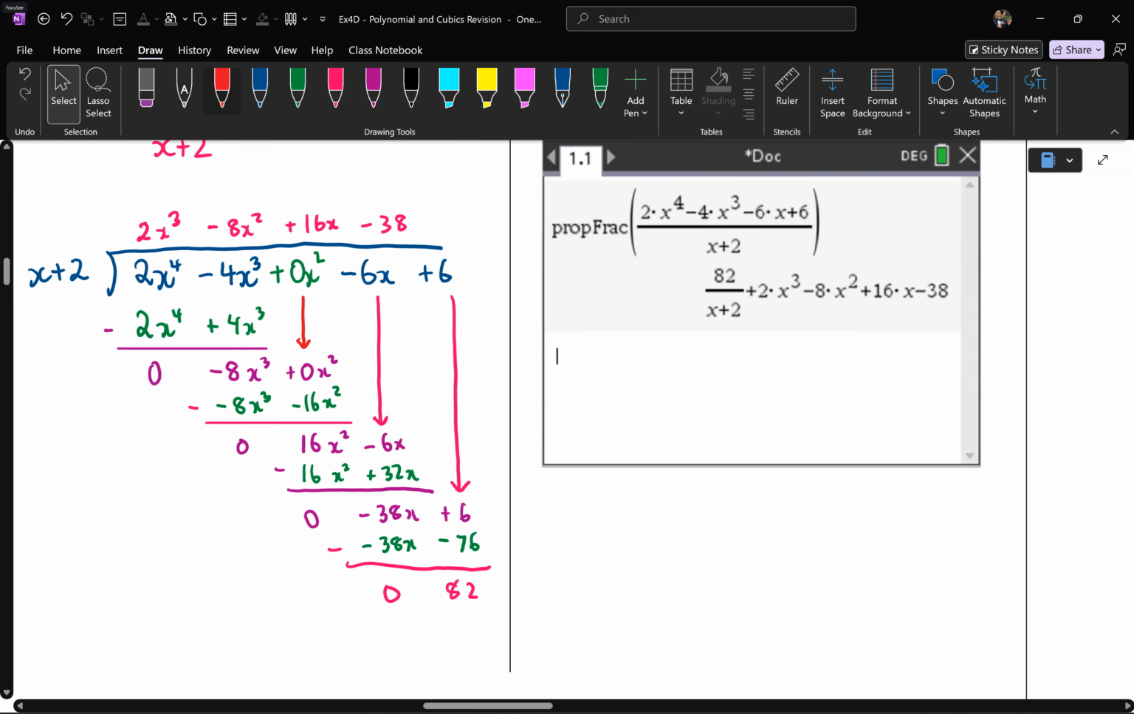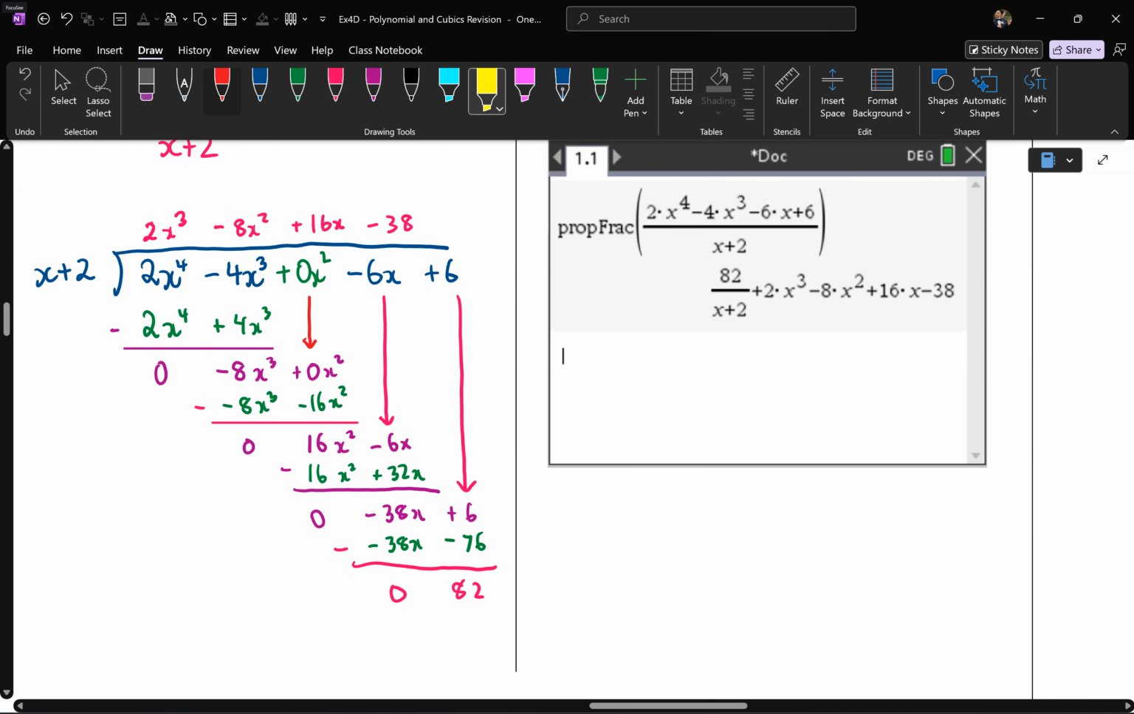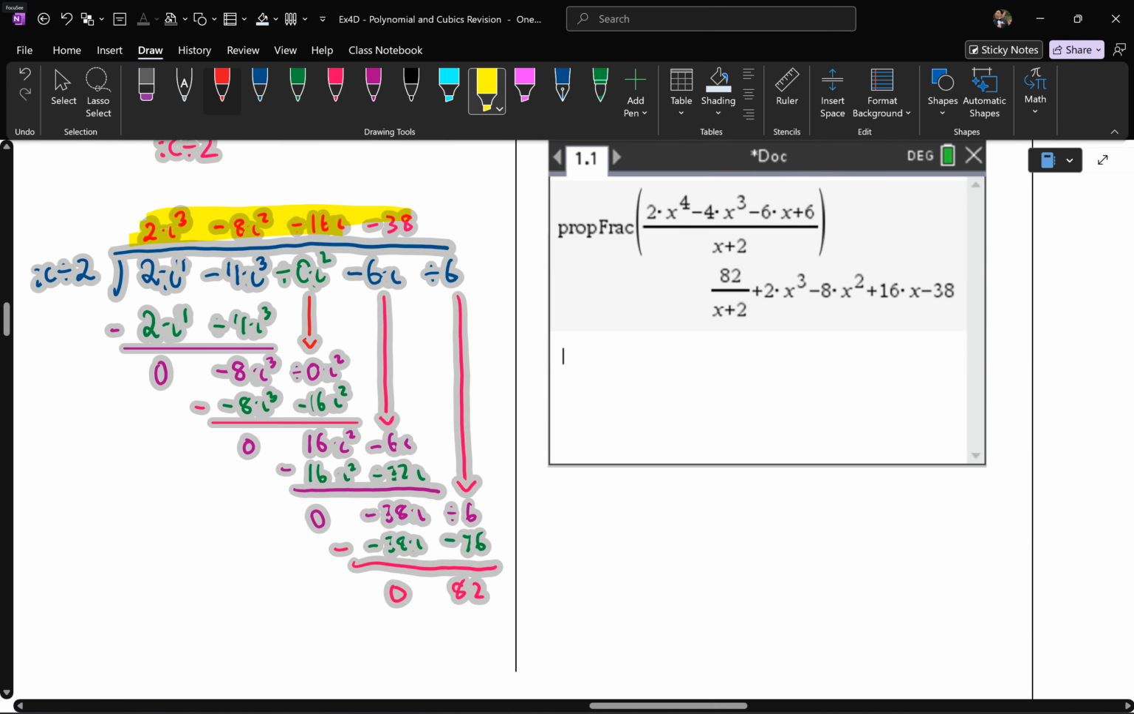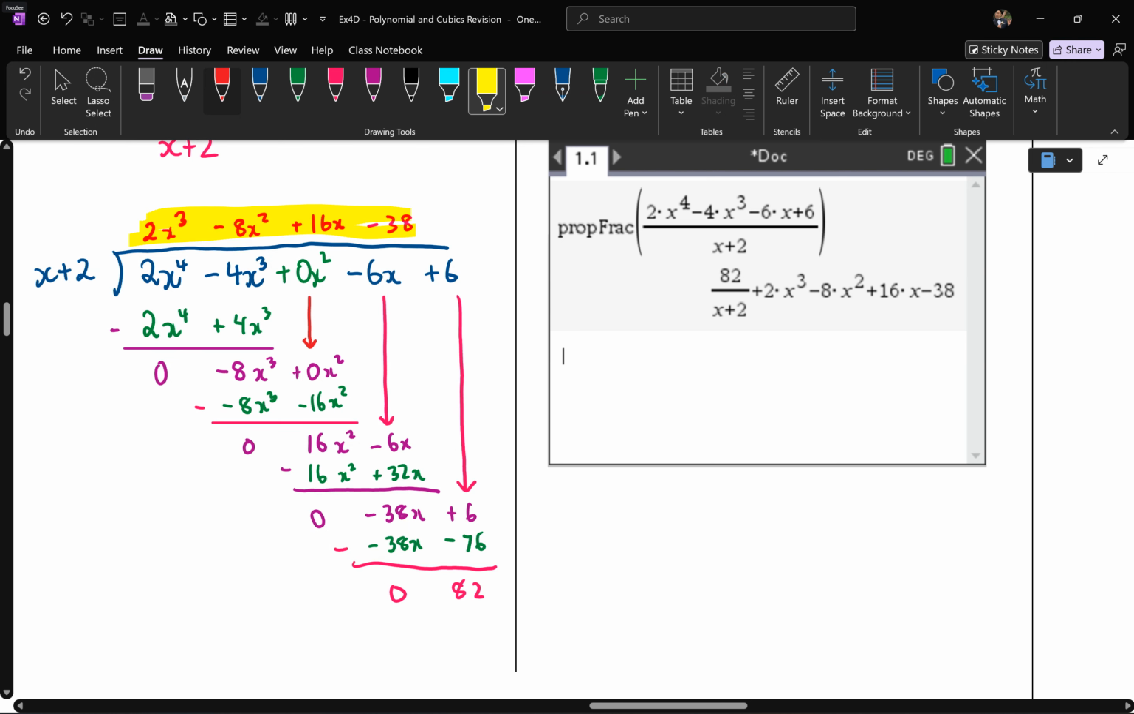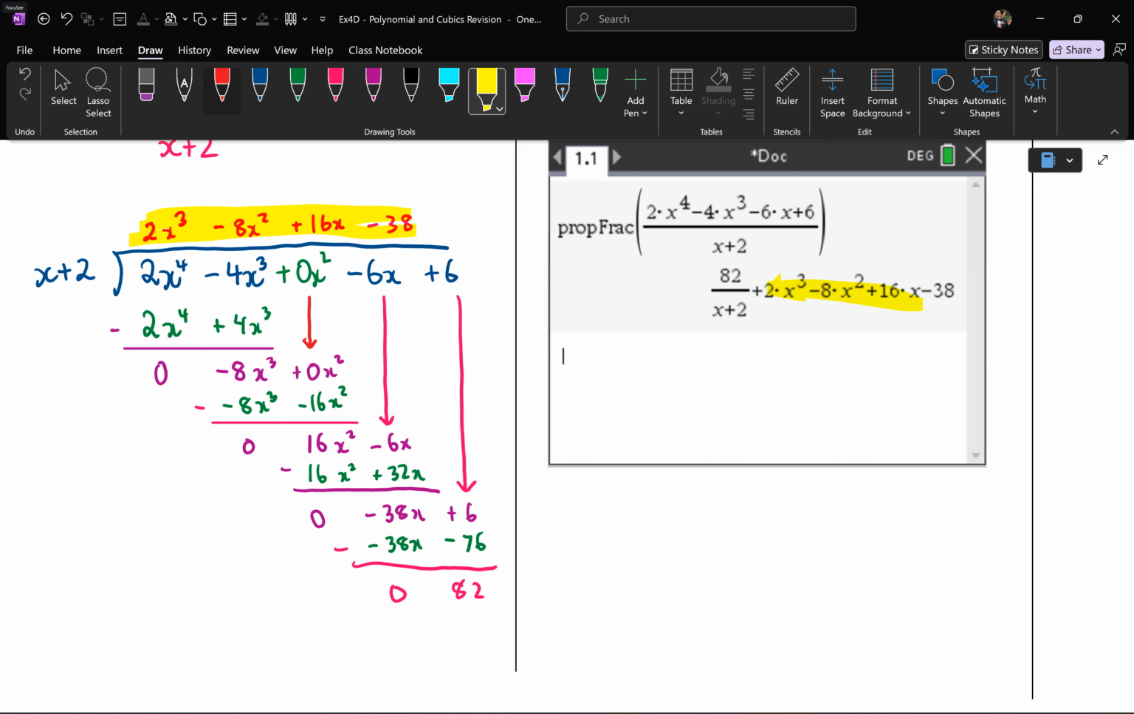So let's check our answers. Our quotient, which is up here, 2x cubed minus 8x squared plus 16x minus 38. Yes, my quotient's here. Our remainder is 82. It's 82 out of your divisor, which is what you began with. That's the type of fraction. Our divisor was x plus 2. That's why it's out of x plus 2.